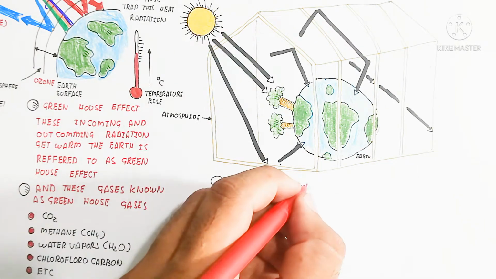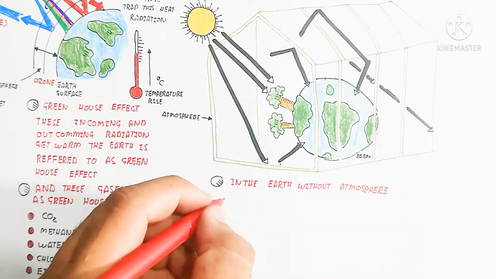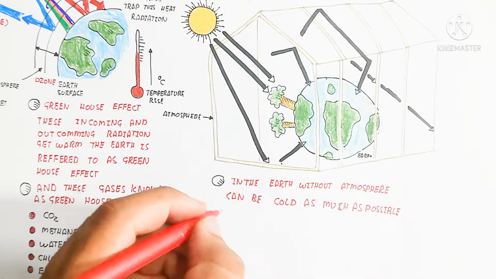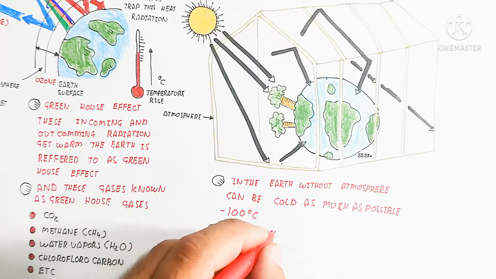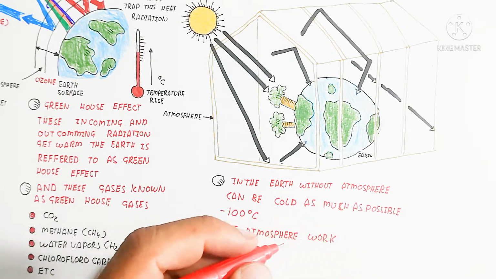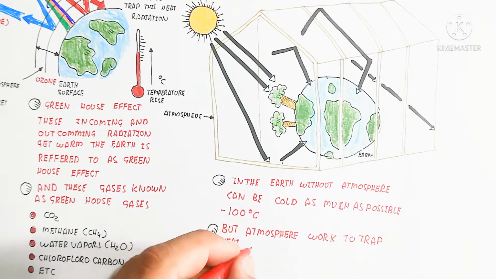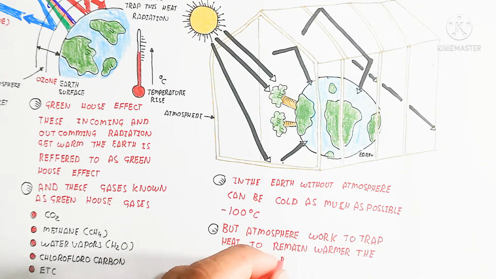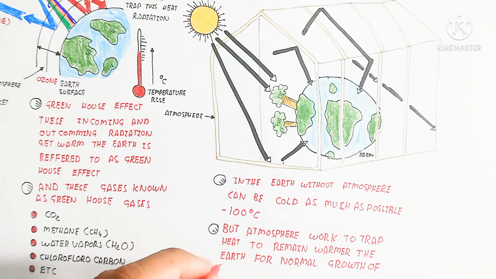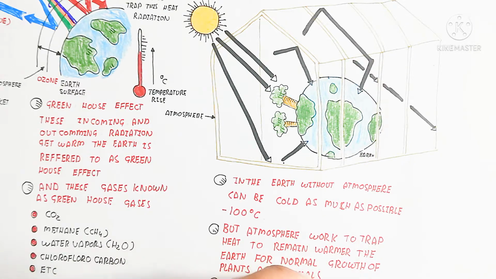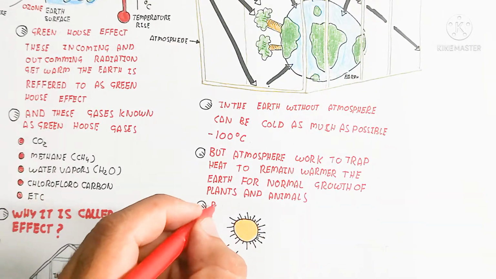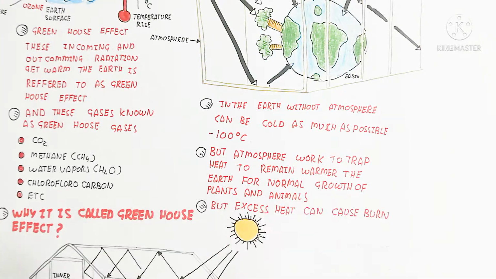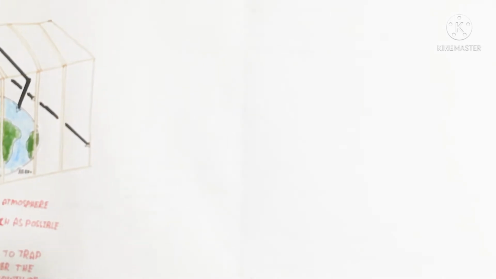An earth without atmosphere could be as cold as minus 100 degrees Celsius. So the atmosphere is very important, and that layer is very important for maintaining the temperature. The atmosphere traps heat to keep the earth warm for the normal growth of plants and animals. But excess heat can cause burning, so we should keep the heat constant and not allow it to pass the threshold. Basically we are getting a warmer earth due to the atmosphere.